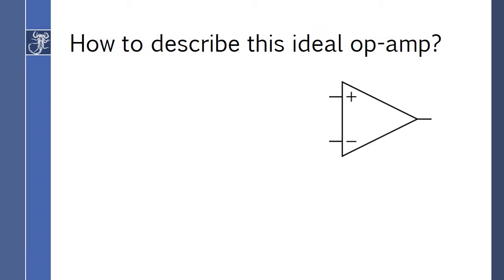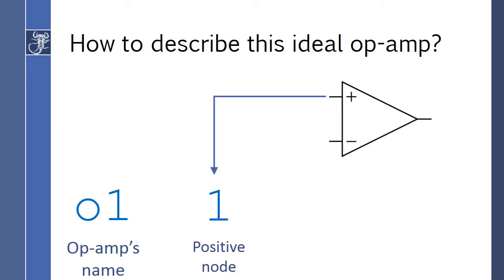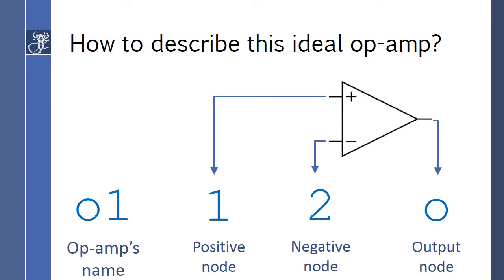So how can we describe an ideal operational amplifier in Symbulator? First, we give it a name. It has to start with the letter O. Then the positive node, then the negative node, and then the output node. I like to use the name O for the node that I put in the output, but that depends on the circuit. Separated by commas.